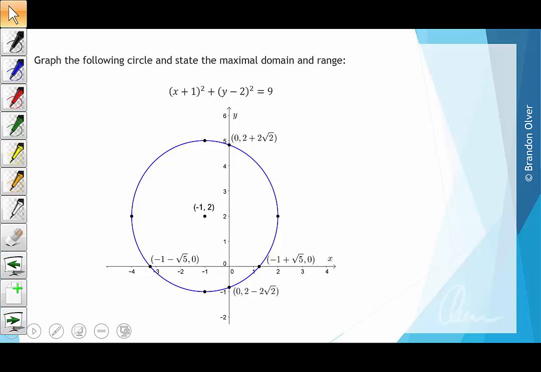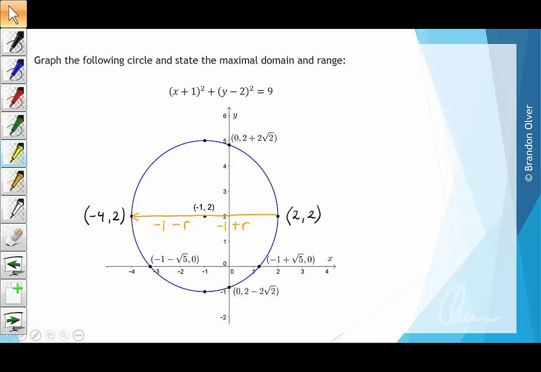So on this slide, all the x and y-intercepts have been plotted, the circle's gone through them all, and the center is shown. So the next thing we can do is work out the extreme points on the circle. If we take the x-coordinate of the center, which is -1, and we add on the radius, which is 3, we get to this point here, which is (2, 2). And then if we go from the x value at the center, which is -1, and subtract the radius, which is 3, we go to this point, which is (-4, 2).